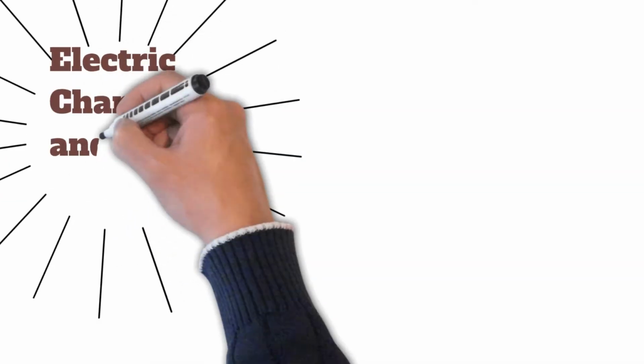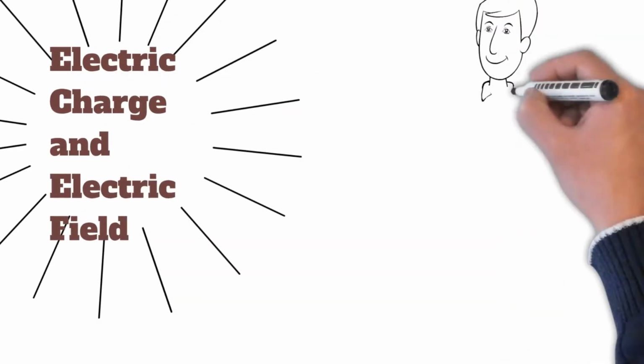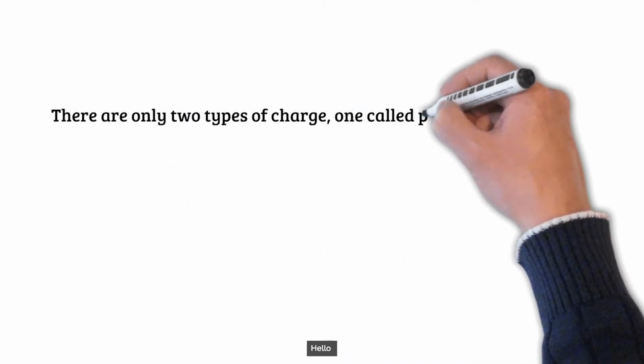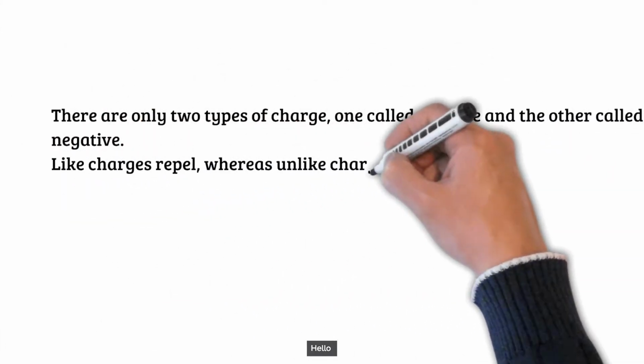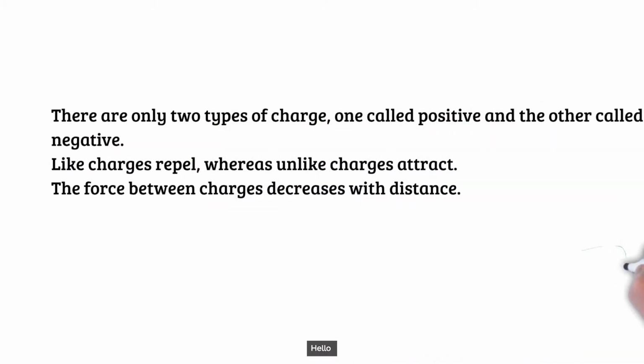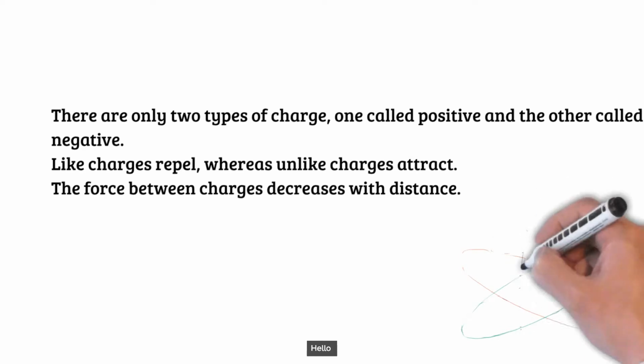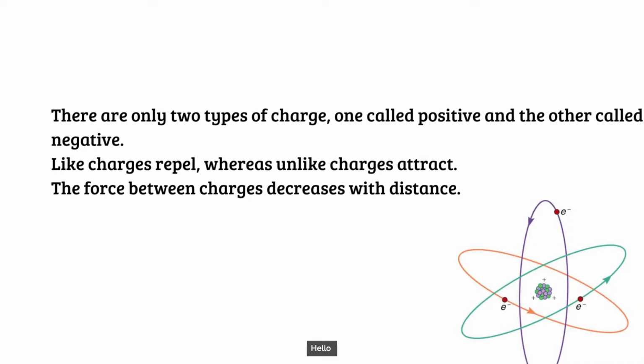All right, welcome to this video on electric charge and electric field. There are only two types of charges. One is positive, the other is negative. And we know that like charges repel while unlike charges attract. So if it's a positive charge, it will repel a positive charge. If it's a negative charge and a positive charge, they will attract each other.